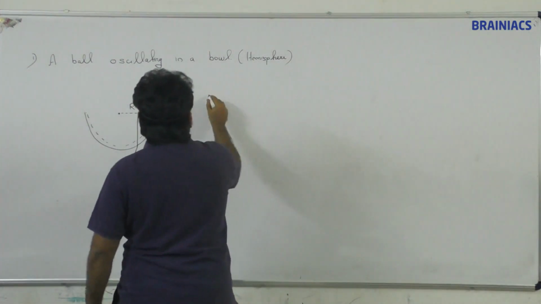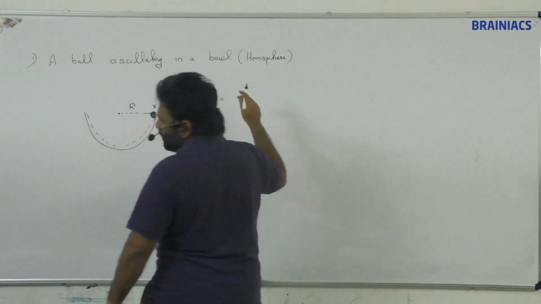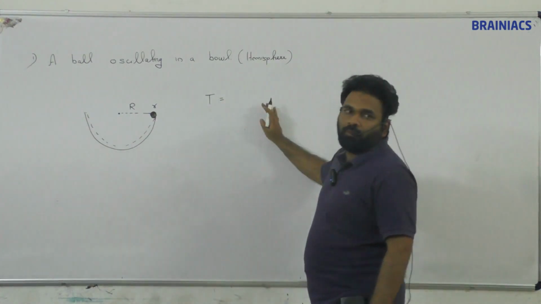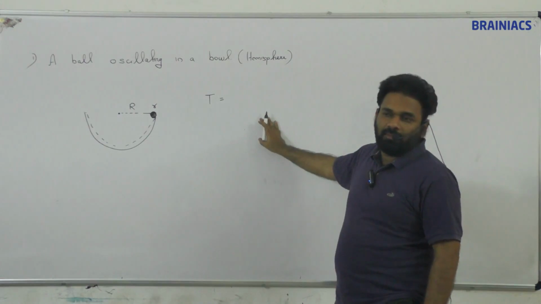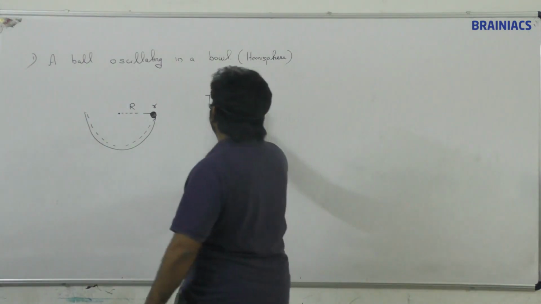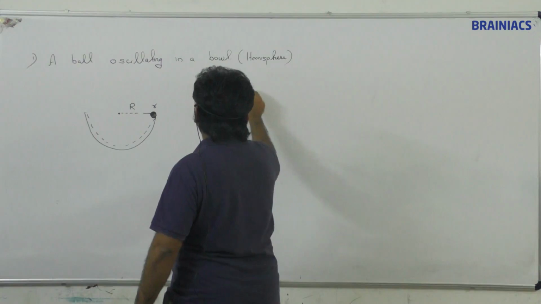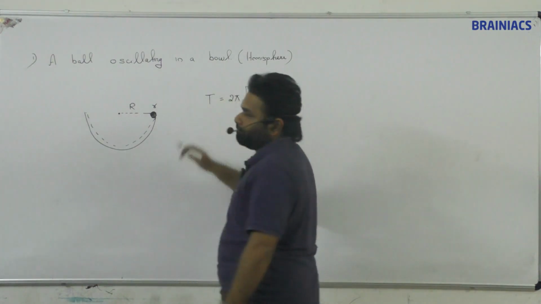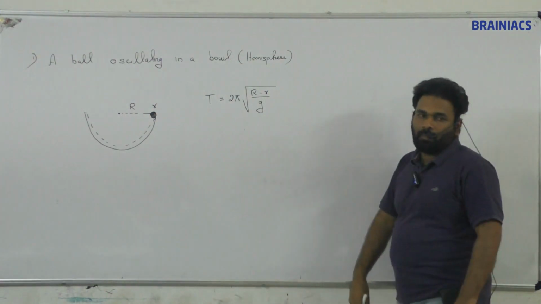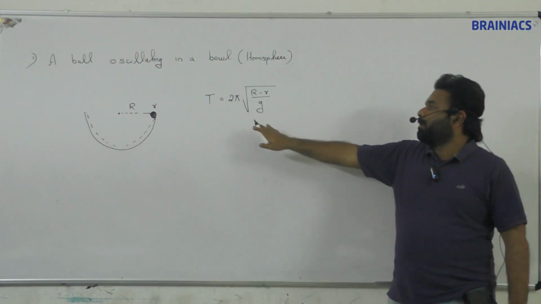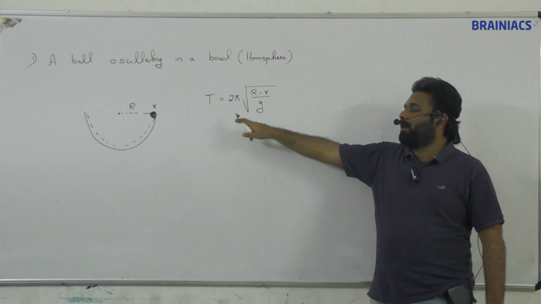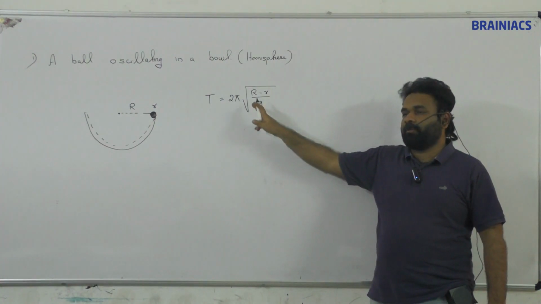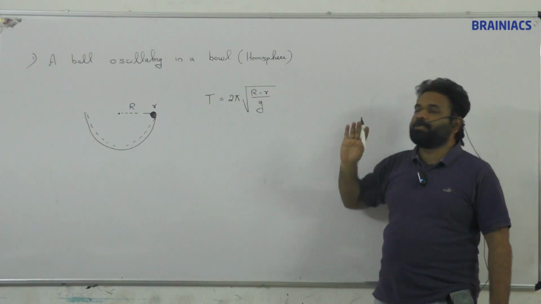So this time period is usually 2 pi into root of L by g. Here, it is 2 pi into root of (R minus r) by g. That is, 2 pi into the radius of the hemisphere minus radius of the ball, divided by g.